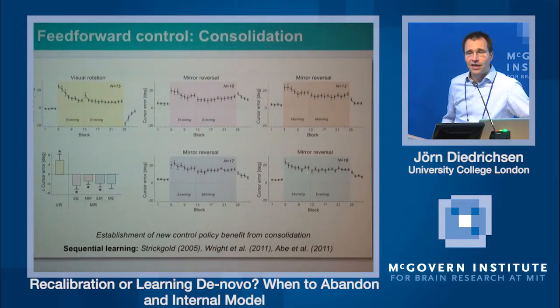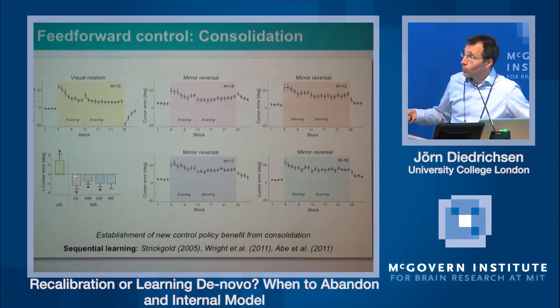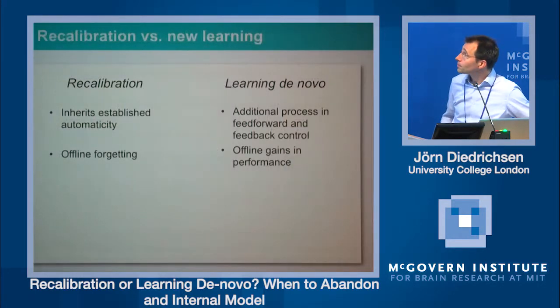So at this point, we don't know whether these offline gains are sleep-dependent or not, but it's very clear that these offline gains are present, and very strongly present, for this learning of a new control policy. But it's also very clear that if you just adapt the old control policy in a visuomotor rotation task, you don't see anything like this. You always see forgetting, as typically reported.